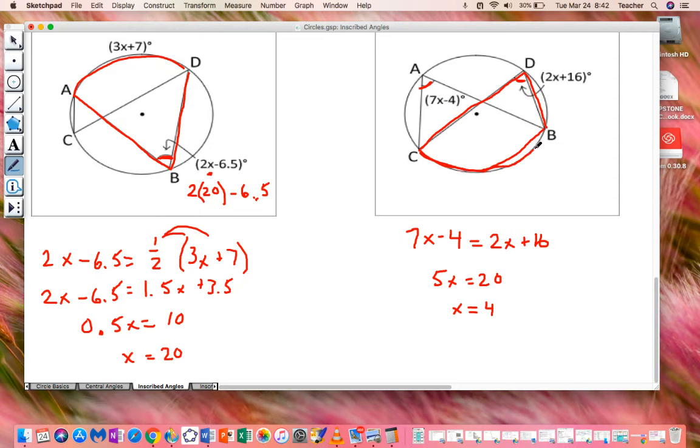Arc CB? Well, the inscribed angle is half of the arc. So let's say this asks us CB. Let's substitute 4 in here.